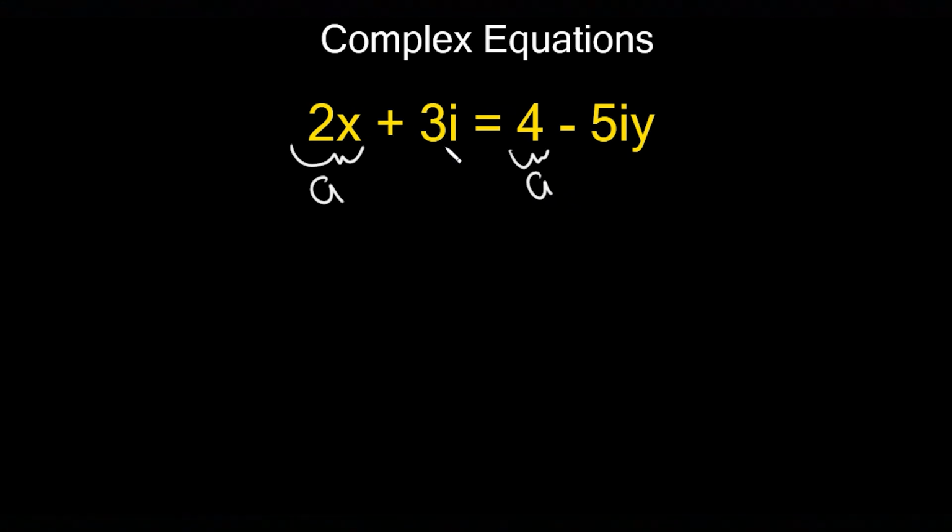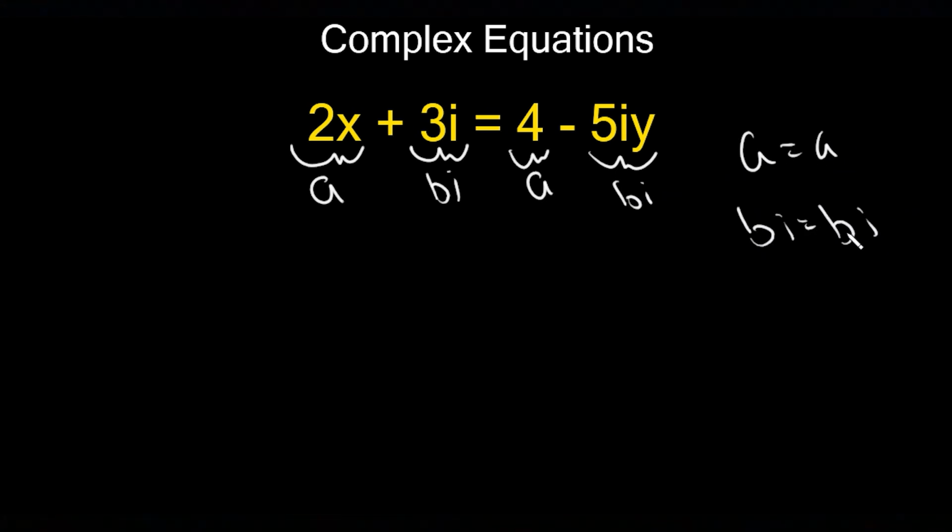And then going back to the left-hand side, 3i is imaginary, so we're going to call that bi. And then negative 5iy is also imaginary, so bi. So again, a is going to be equal to a, and bi is going to be equal to bi. Okay, so that's all you really have to remember. You're going to keep the real parts together and the imaginary parts.